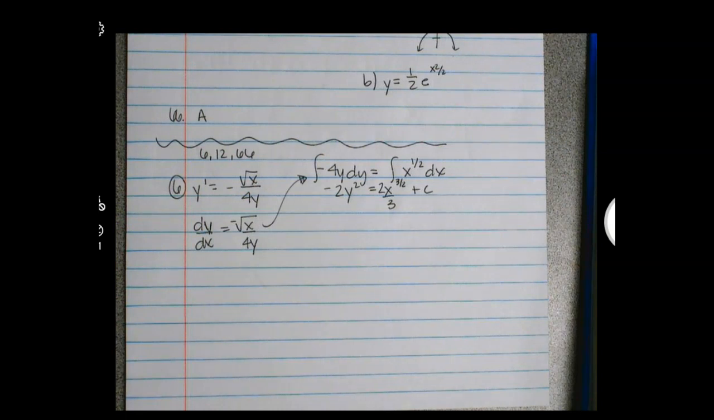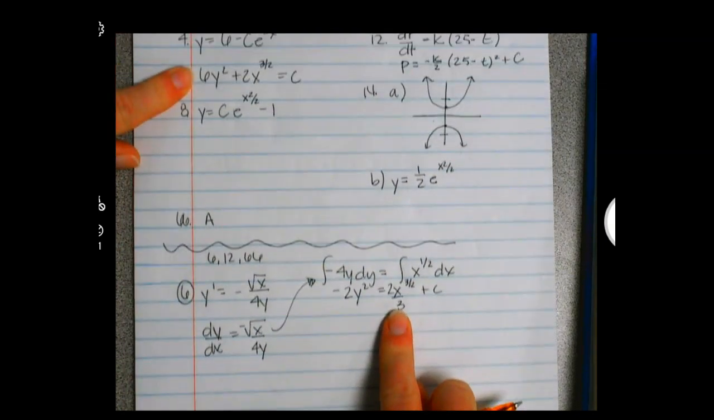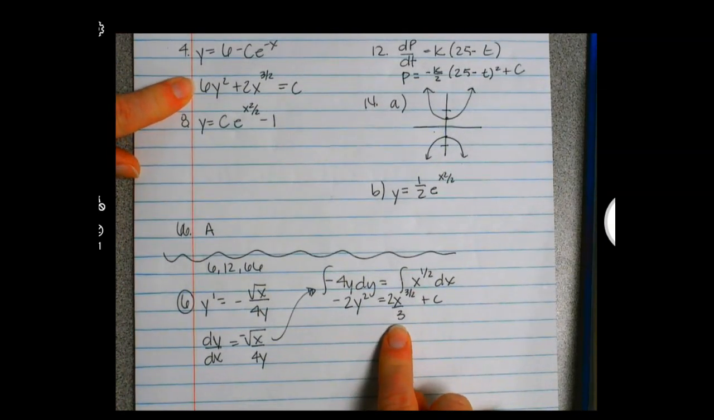And so what did they do to get their answer? They just multiplied everything by 3, and then they left c as a new constant, c2 or whatever, which we don't need to do. So is this answer fine? Yes, this answer is fine. Can you see that they're the same now?